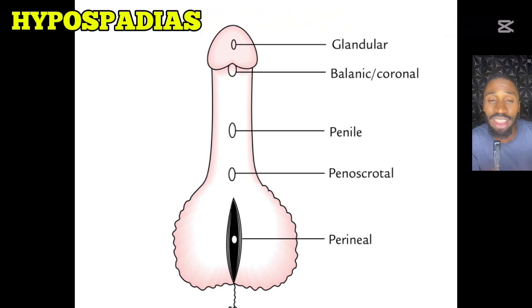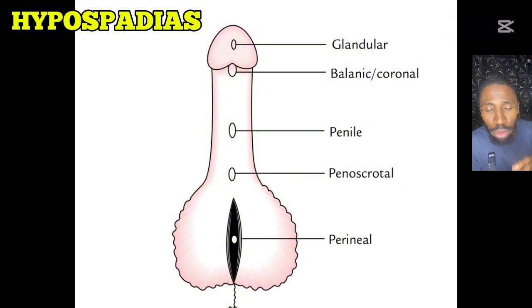But hypospadias is when the urethra is not closed and it is open in some part of the inferior part of the penis. If it is not open at the tip, it is open in the downward part of the glans penis, just a few centimeters down from the tip. We call it the glandular opening, or glandular hypospadias. If it is open at the base of the glans penis, you call it the balanic hypospadias.